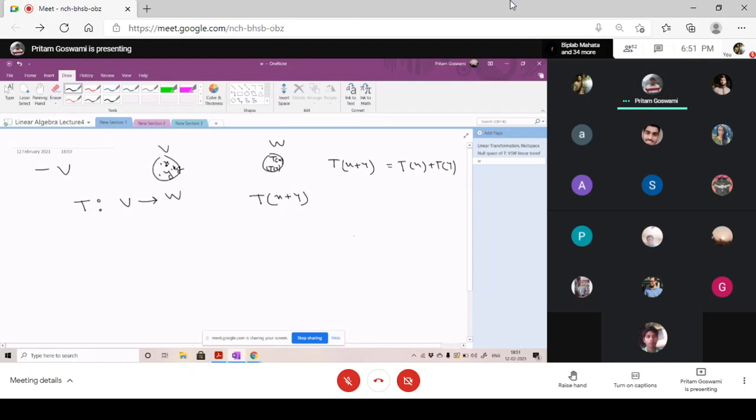Okay. This is the first condition. And the second condition: X is an element in V and F is the field. So suppose C is a scalar from the field F. So Cx also belongs to the vector space V. So the image of Cx will be C times the image of X. Okay. Yeah. If these two conditions are met by the function T, then we call T a linear transformation.